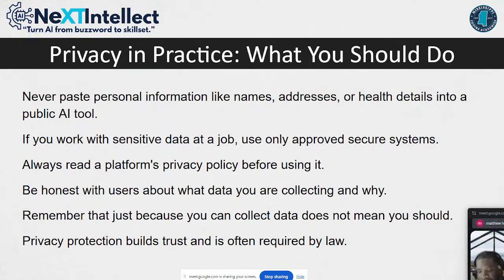So never paste personal information like names, addresses, or health information into a public AI tool. If you work with sensitive data at a job, use only approved secure systems. You definitely don't want to lose your job over it.